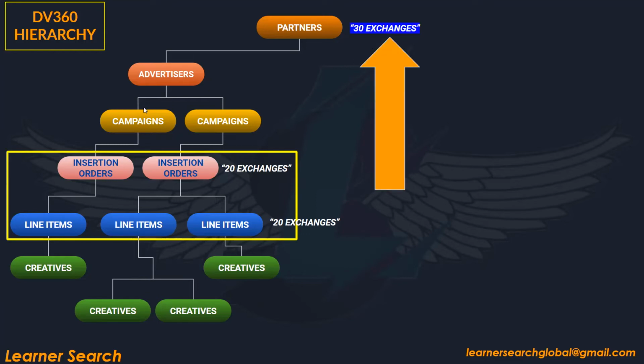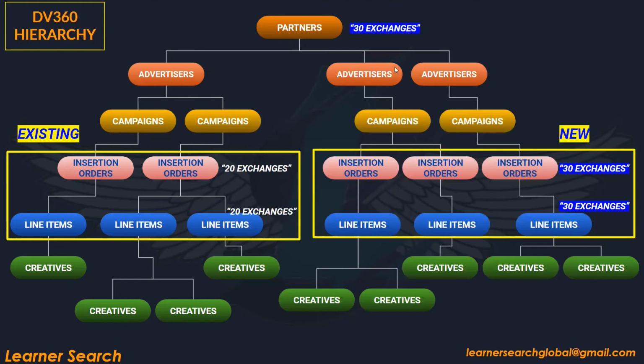Let's assume that after a month, I just added 10 more exchanges. So when I add 10 more exchanges, what happens? Let's see. I created another 2 advertisers, and under that I created campaigns. Now while I am creating new IOs and line items, these 30 exchanges will be inherited by the IOs and line items.